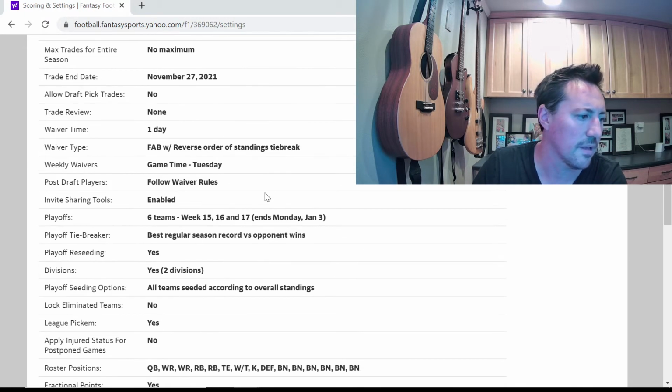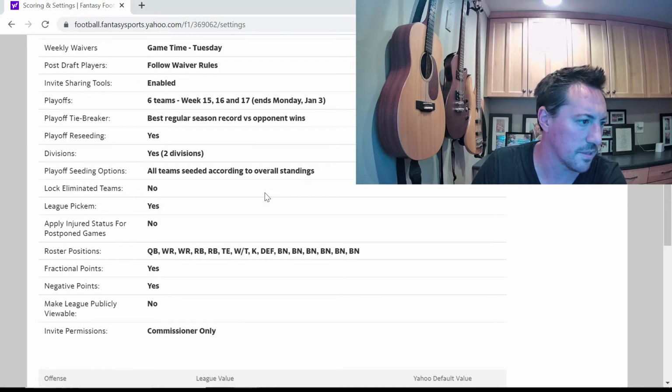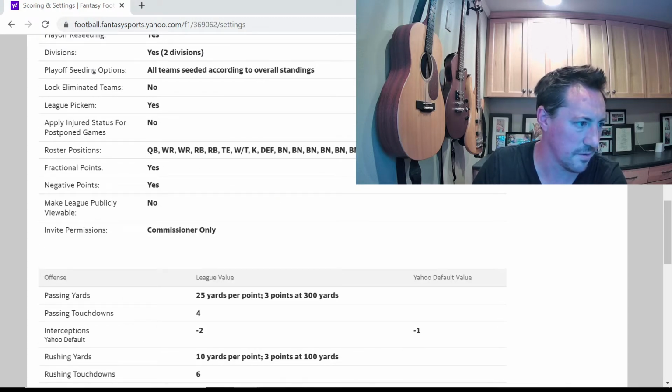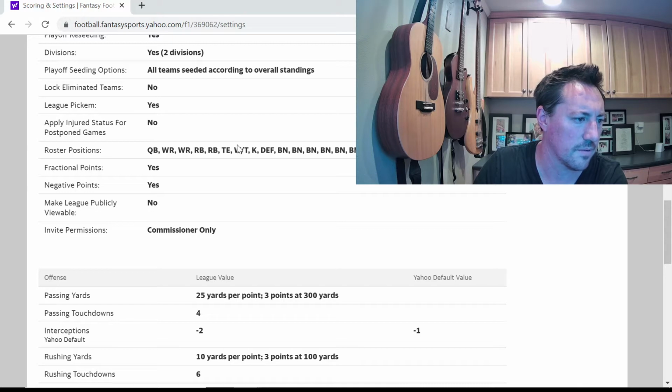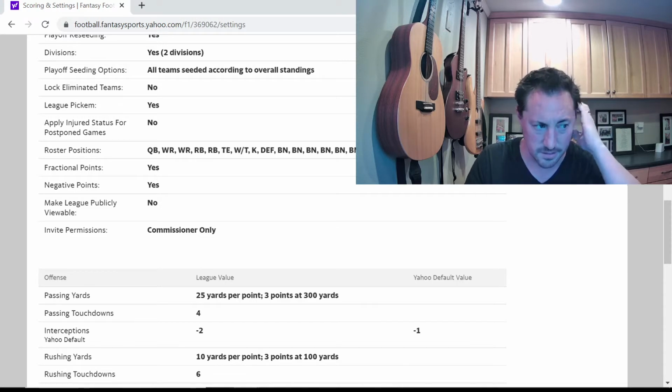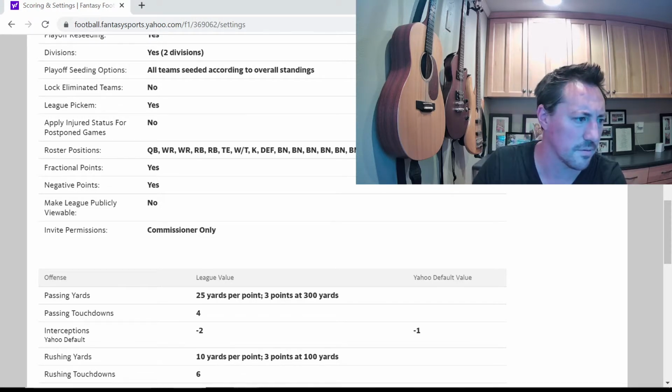So for this league, if you scroll down to the bottom, it tells you the positions. You need to know the roster positions. So this is a one quarterback league, two wide receivers, two running backs, one tight end, and then the flex is a wide receiver or a tight end. And then there's a kicker, defense, and 6 bench spots. So you got 15 spots and 9 starting spots.